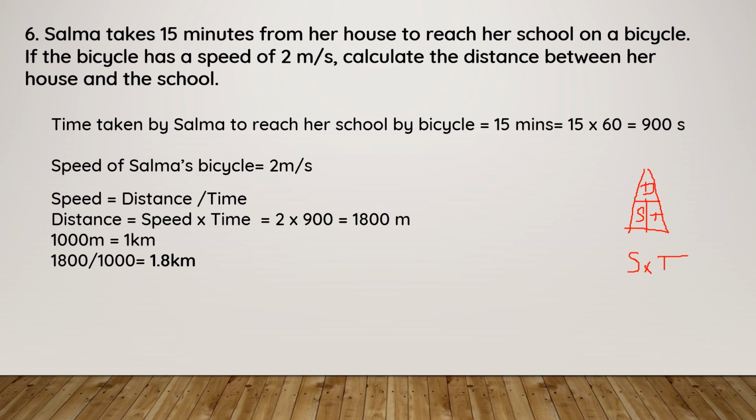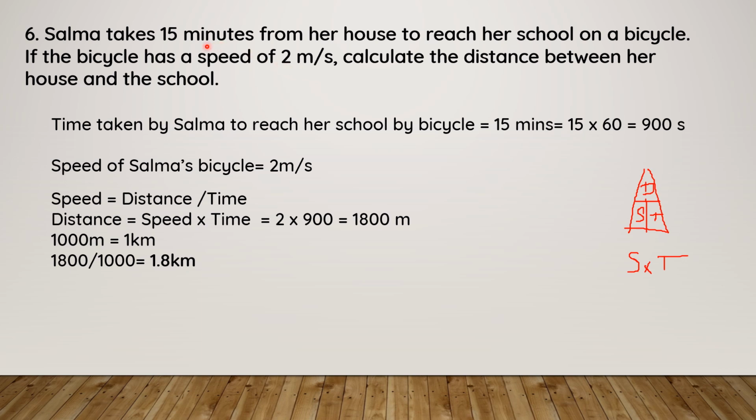See, Salma takes 15 minutes from her house. So that is the time. 15 minutes is the time, and here speed also given, that is 2 meter per second. So you see, children, here speed is 2 meter per second. Here it is given in second, but here time is given in minutes. So one is minute, one is second, so we cannot do the calculation. So first we want to do what? We have to convert one value so that both values are in the same unit, then only we can do the problem.